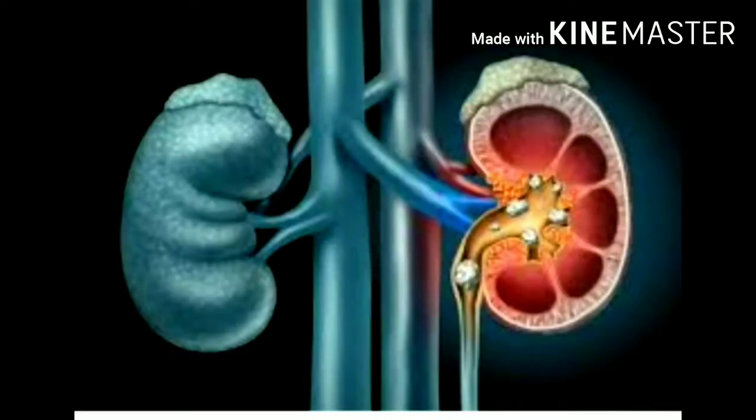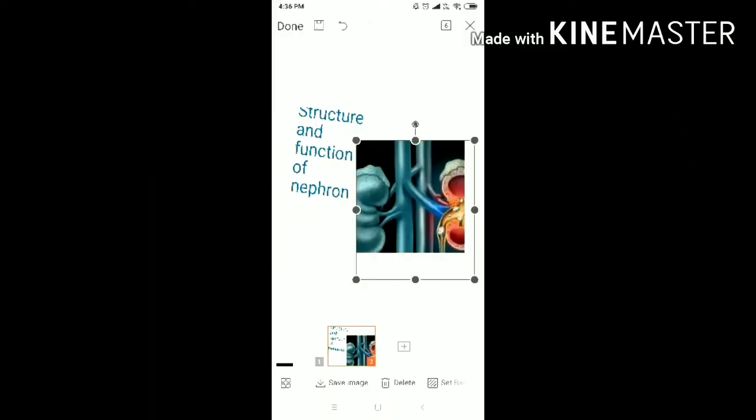Kidney, structure of nephron and its function. In our kidney, millions of nephrons are present. These nephrons help in excretion of waste from the kidney by different processes. So, due to this, we call the nephron the functional unit of the kidney.